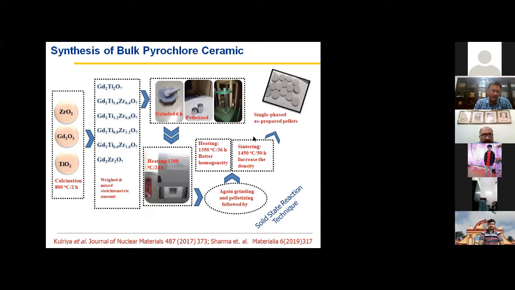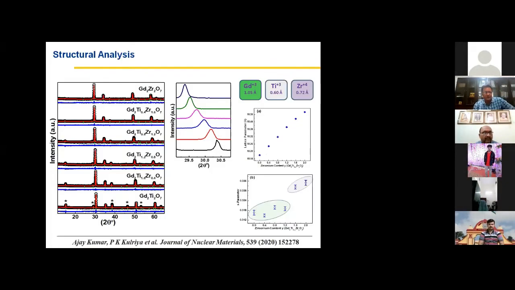And since you know that for this waste form application we need a highly dense material, we again reground the material, made the pellet, and put it in the furnace at 1450 degrees centigrade for 50 hours, so that we could increase the density. And in all the pellets, the density was more than 90% of the theoretical value. So this one is the X-ray diffraction data. The peaks marked with a star that you can see are the characteristic peaks of the pyrochlore structure. You can see this one is pure GTO, and as I am adding zirconium, you can see the peak intensity is decreasing.